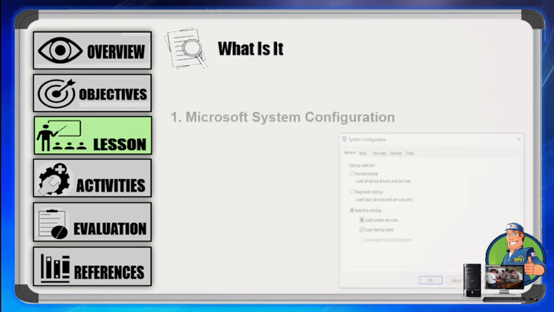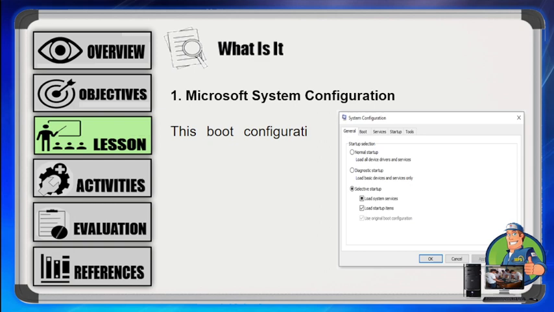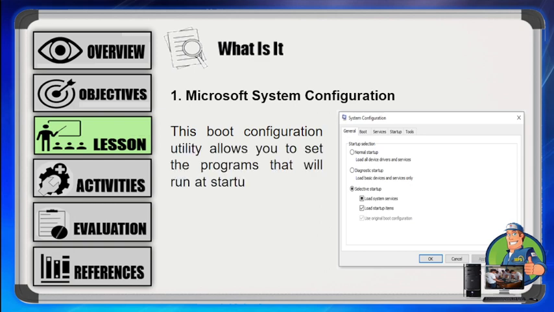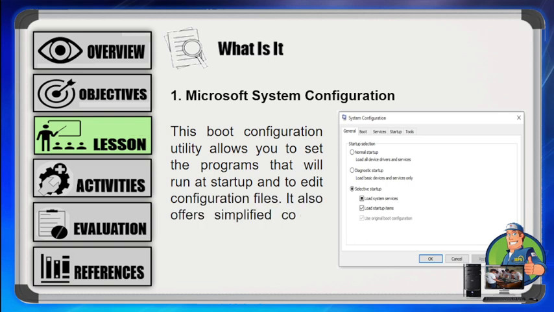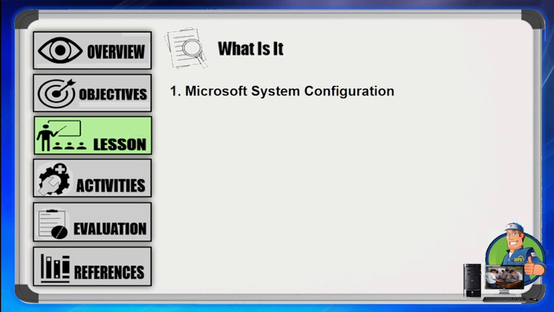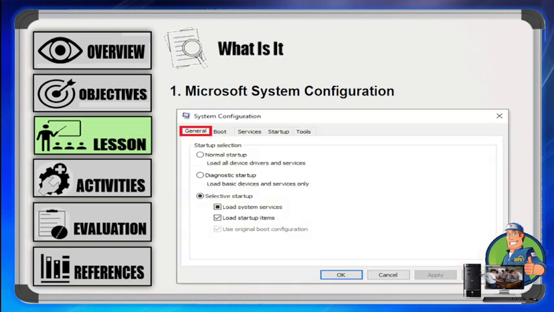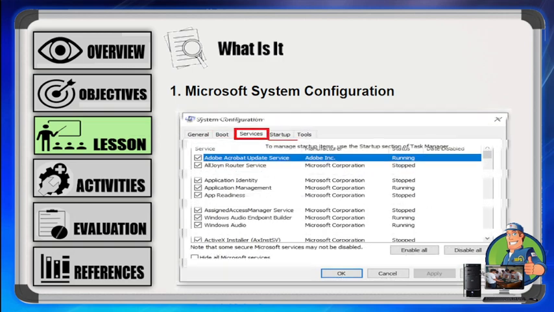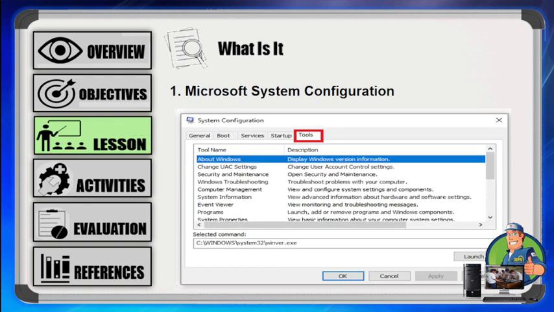Number 1. Microsoft System Configuration. This boot configuration utility allows you to set the programs that will run at startup and to edit configuration files. It also offers simplified control over Windows services. Microsoft System Configuration Utility consists of 5 functional tabs such as General tab, Boot tab, Services tab, Startup tab, and Tools tab.